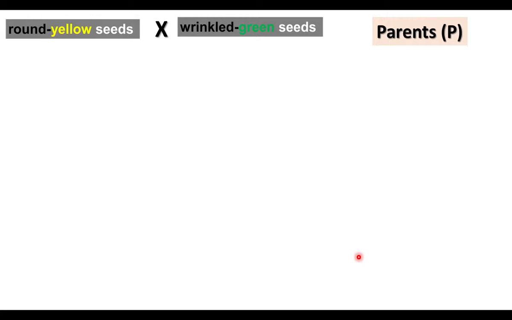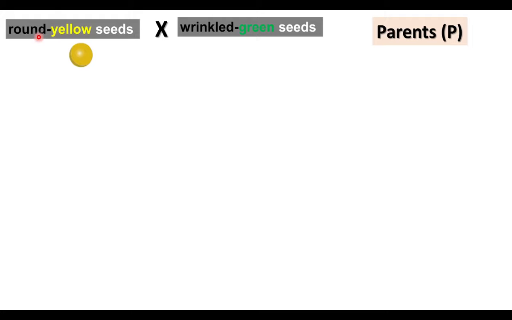Round yellow seeds were produced by one kind of parental plants. They were crossed with another set of plants, wrinkled green seed plants. Round yellow and wrinkled green are the parental types. This is a round yellow seed. This is the external appearance of the character. The external appearance of a character is called a phenotype. This character is controlled by genes. The gene combination for this character is the genotype.